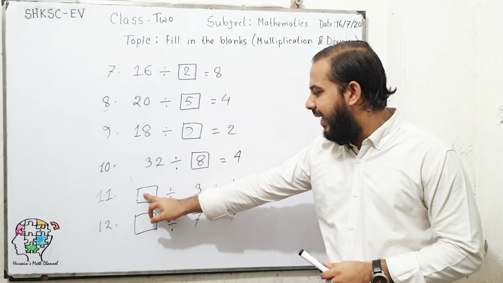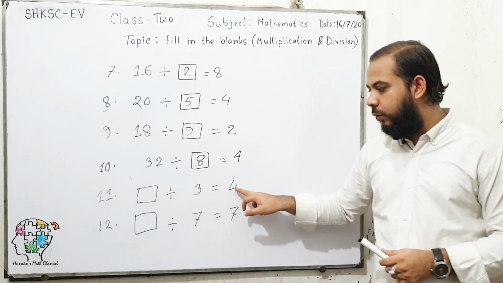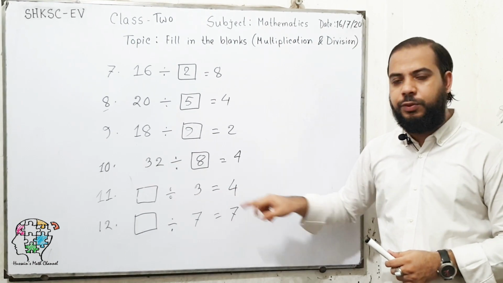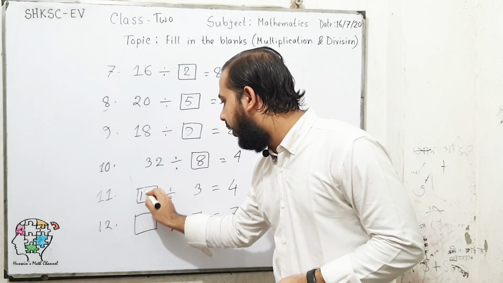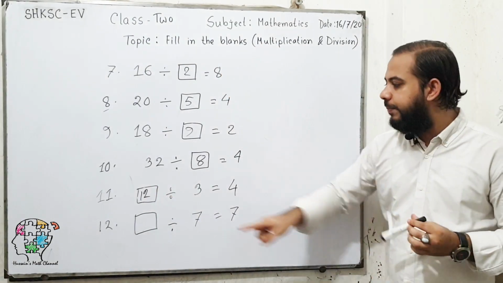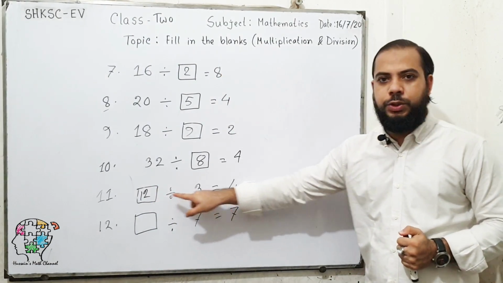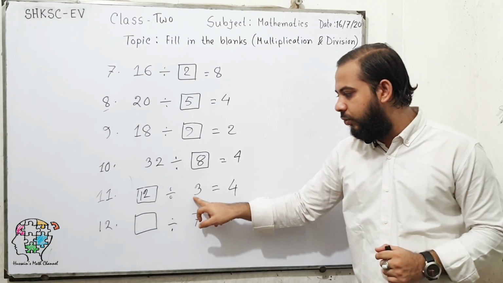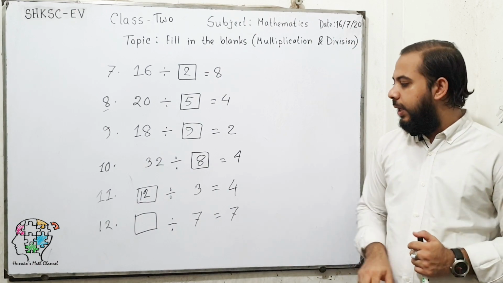So blank divided by 3 is equal to 4. If you multiply these two, 3 times 4, 3 times 4 is 12. Now you write 12 here. Now you can see 12 divided by 3 is equal to 4. The answer is okay, because if we divide 12 by 3, we will get 4.